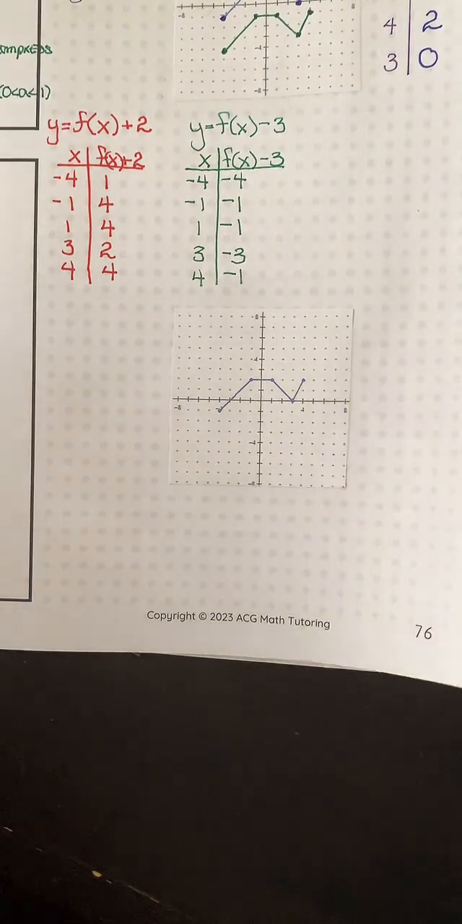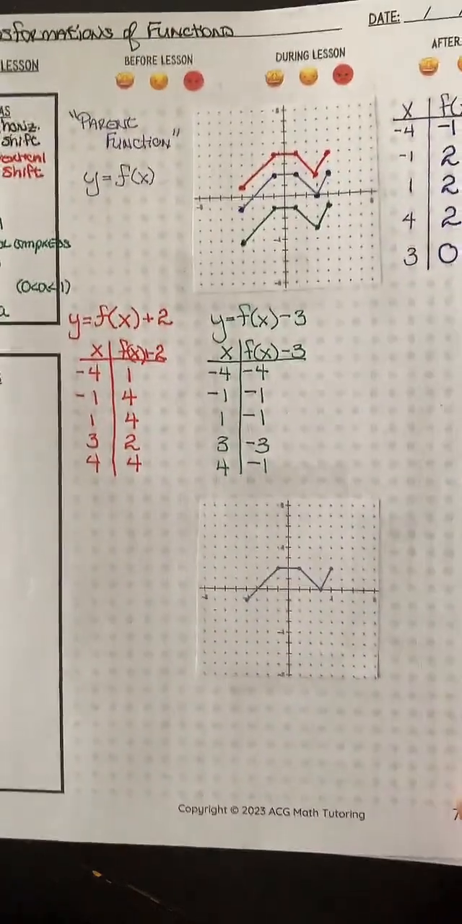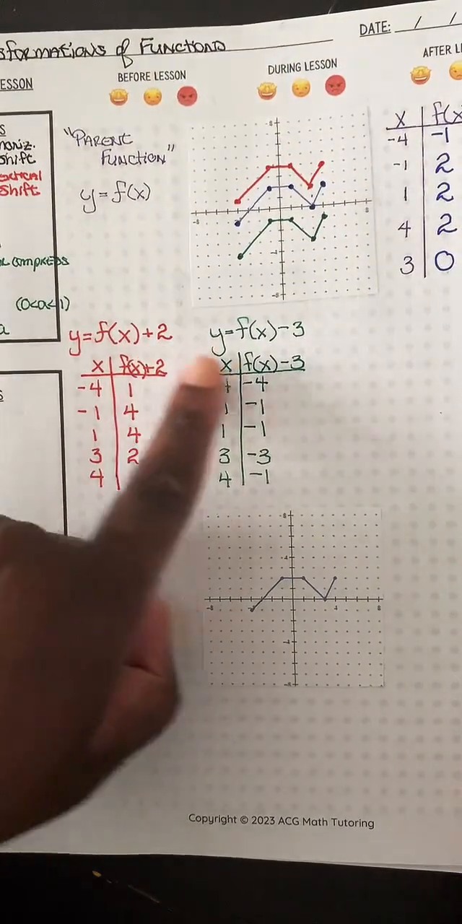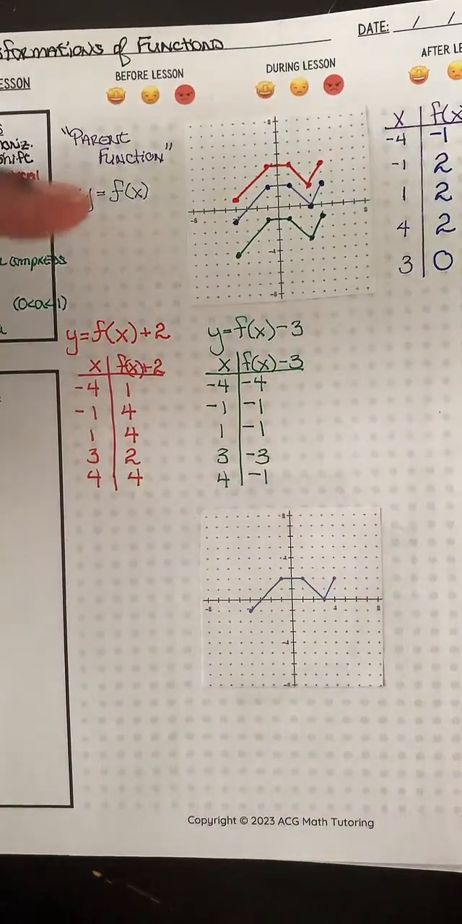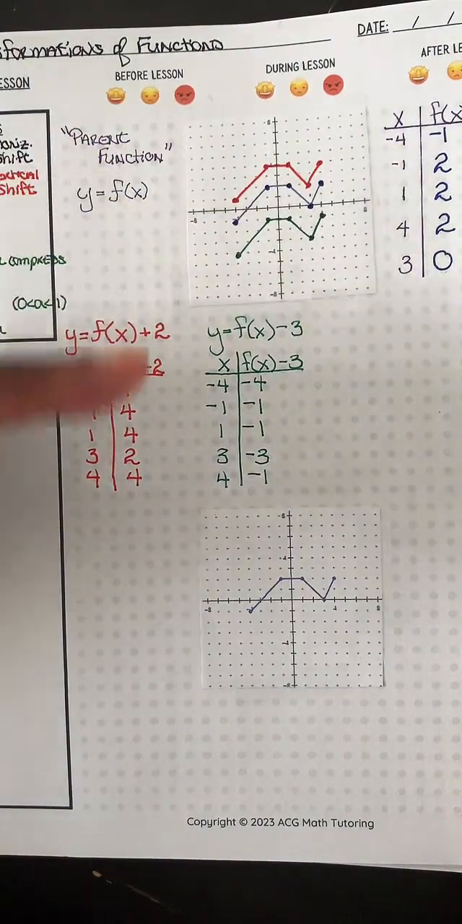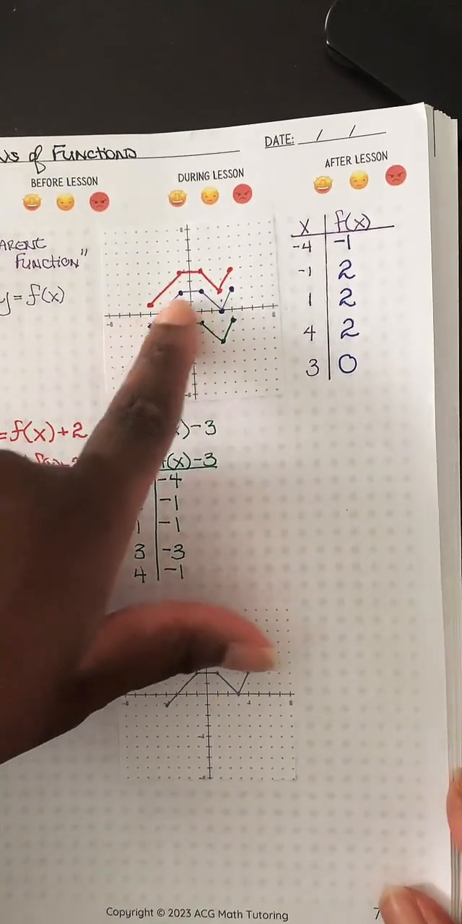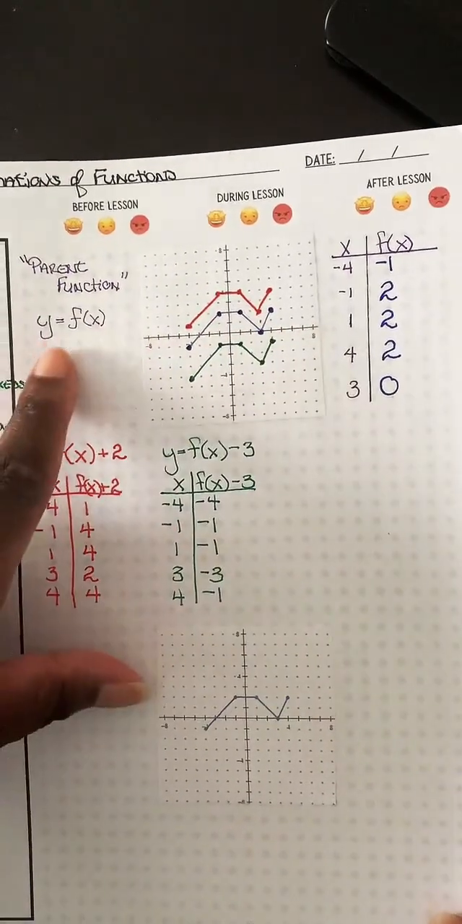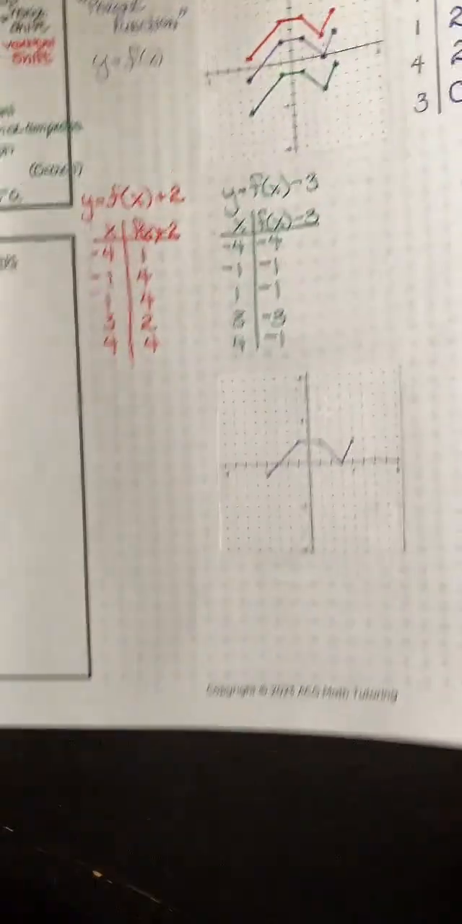All right. Okay, so, quick recap. If you have your constants, if it's outside the parenthesis, you're doing a vertical shift. If it's positive, you're going up. If it's negative, you're going down from the starting function. And the starting function's name is called the parent function. There you go. I just summed it up, right?